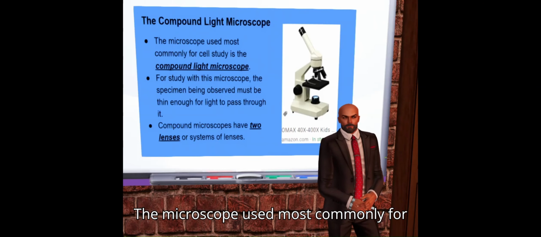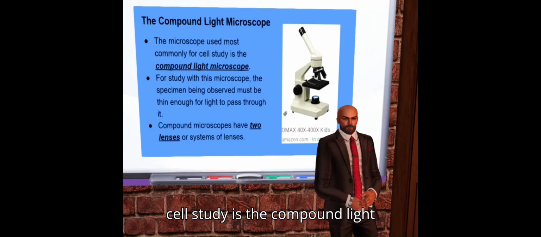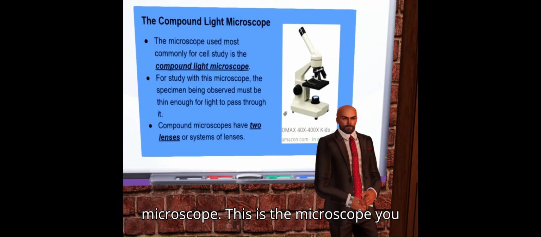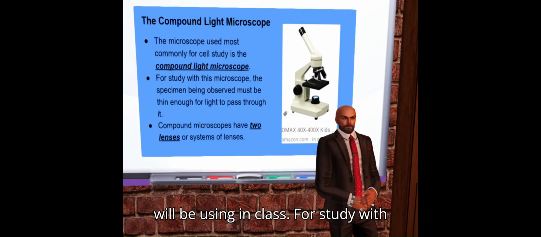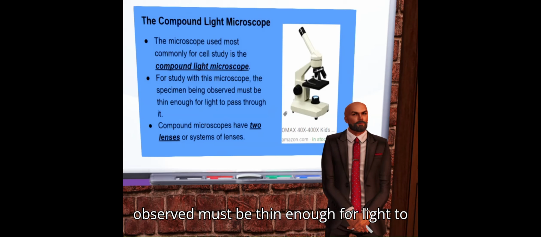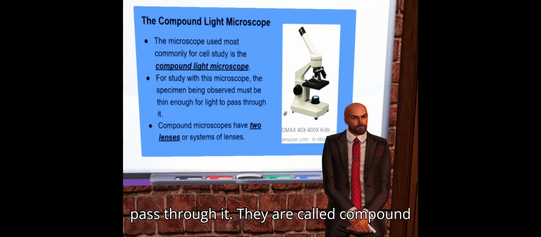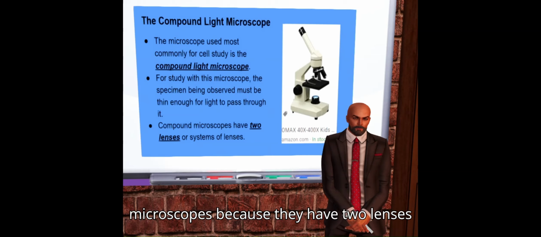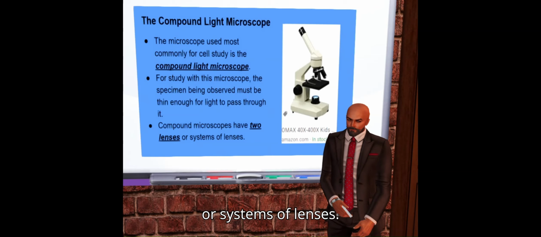The microscope used most commonly for cell study is the compound light microscope. This is the microscope you will be using in class. For study with this microscope, the specimen being observed must be thin enough for light to pass through it. They are called compound microscopes because they have two lenses or systems of lenses.